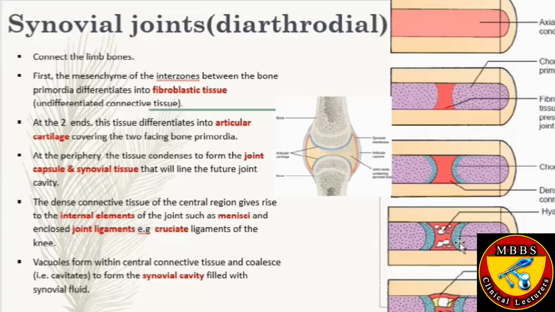As these structures are forming, cavities, small cavities also appear, or vacuoles appear in the central region, and they merge to form a single large cavity. As you can see, this single large cavity is the synovial cavity, which will be filled with synovial fluid.